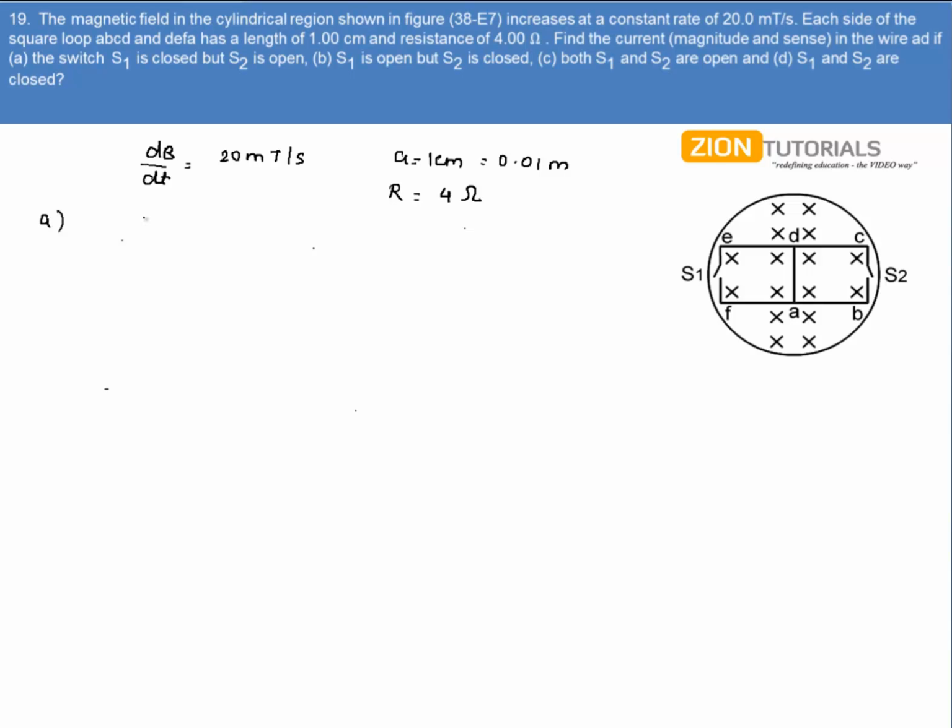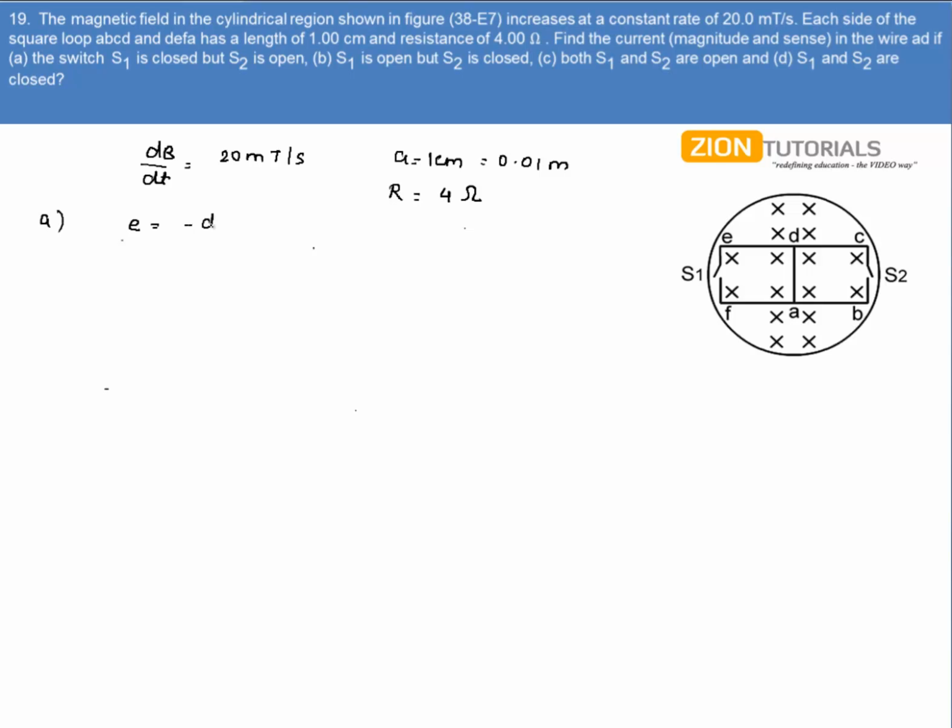The first case is when switch S1 is closed and switch S2 is open. Switch S2 is open, so there will be no current in the loop ABCD because the circuit is open. So we have to calculate the current in circuit S1. Before that, we have to calculate the EMF that is induced in that loop.